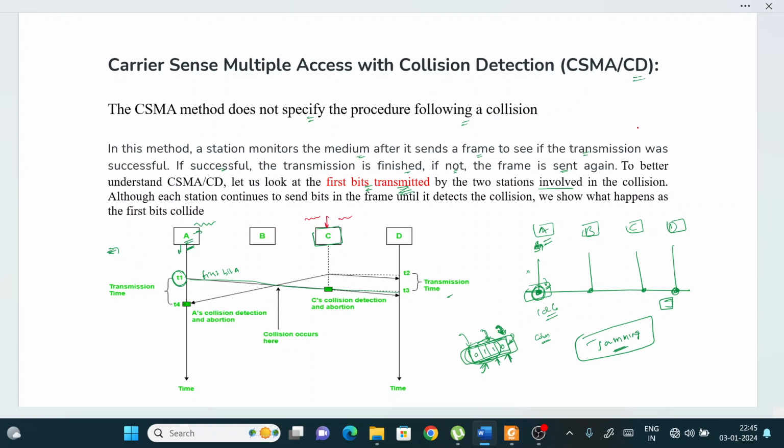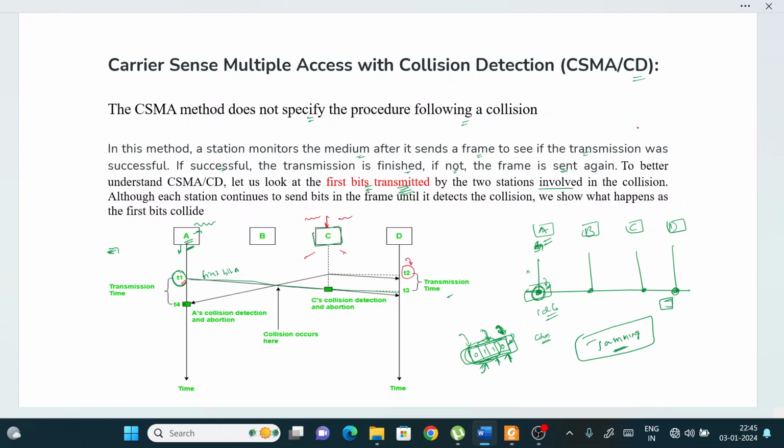So it means that after time period T1, A is sending the data. At the time period T2, C is sending the first bit of the frame towards the left direction as well as the right direction. In this example it is going to send 2 bits of the data, right?